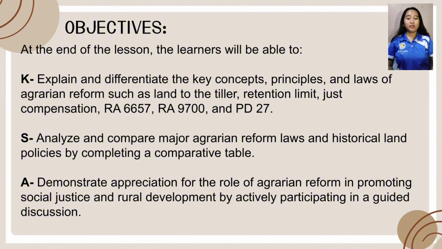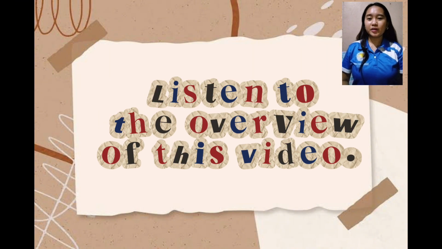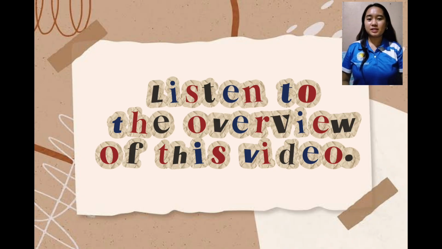By the end of this video, you should be able to explain and differentiate the key concepts, principles, and laws of agrarian reform such as land to the tiller, retention limit, just compensation, RA 6657, RA 9700, and the PD or the Presidential Decree 27. Analyze and compare major agrarian reform laws and historical land policies by completing a comparative table. And lastly, demonstrate appreciation for the role of agrarian reform in promoting social justice and rural development by actively participating in a guided discussion.